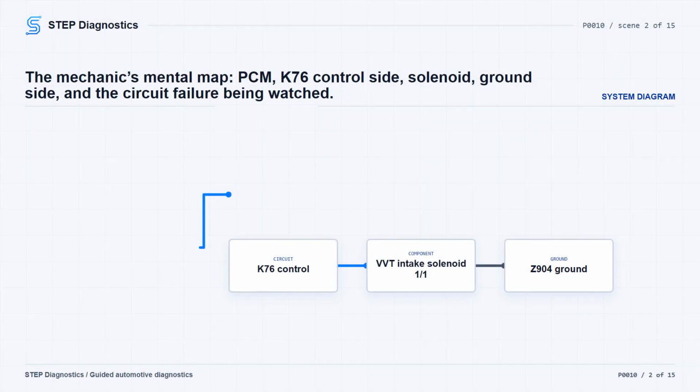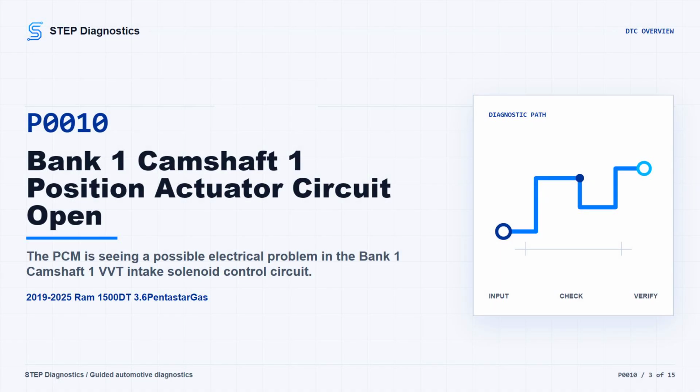The truck may turn the MIL on, and if it is stop/start, that system can be disabled while the code is active. Possible fault areas can include the solenoid control circuit, the ground side, connector or terminal issues, the solenoid itself, software or bulletin-related items, and PCM involvement later in the path.